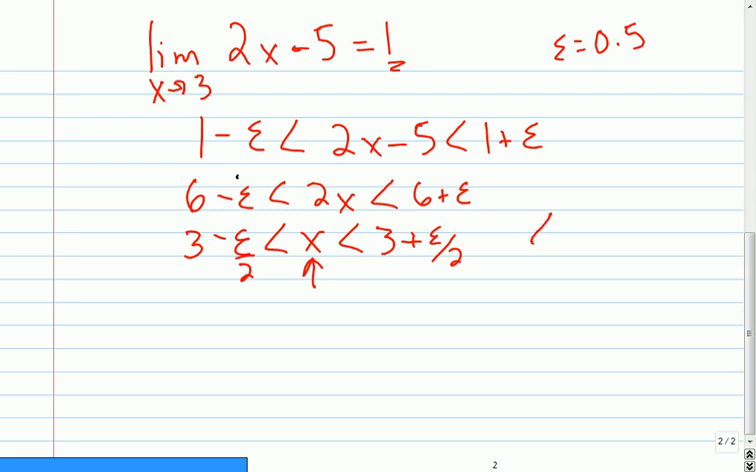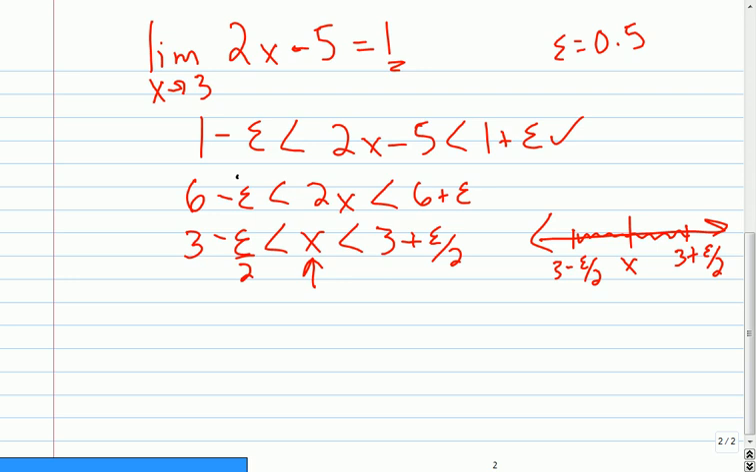So if I had a number line, this is what it would look like. Here's x. Here's 3 minus epsilon over 2. Here's 3 plus epsilon over 2. So as long as I'm somewhere in here, then this would be true at the top. That's how closely I have to choose my value. Have to choose it within a half an epsilon. Okay, so now I know what value to choose.